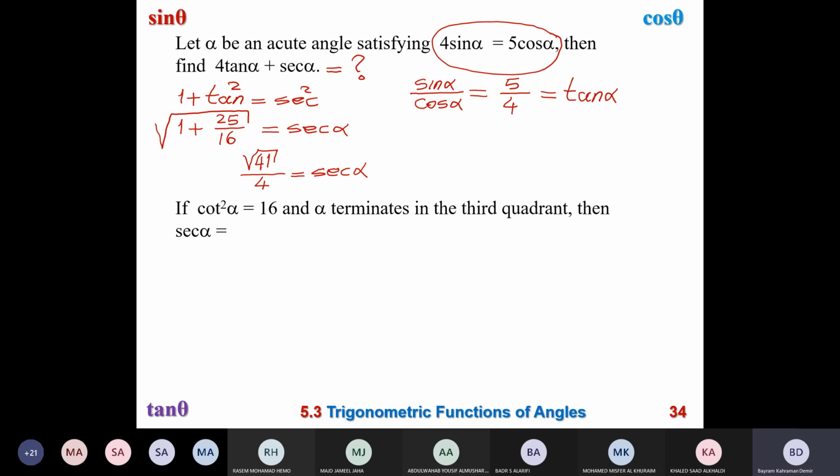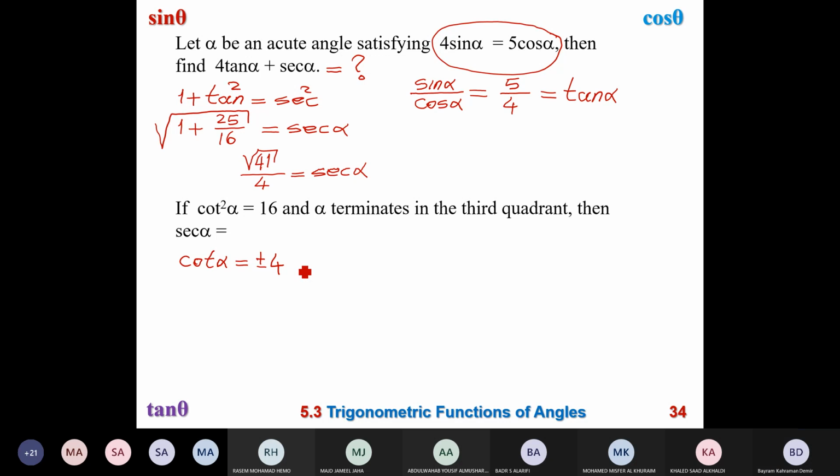What if the cotangent squared is 16? Then what is cotangent? Positive or negative 4, right? So cotangent alpha is positive or negative 4, because the square is 16, so cotangent could be 4 or negative 4, right? We choose positive. Alpha is in the third quadrant, so I need to choose the positive one.